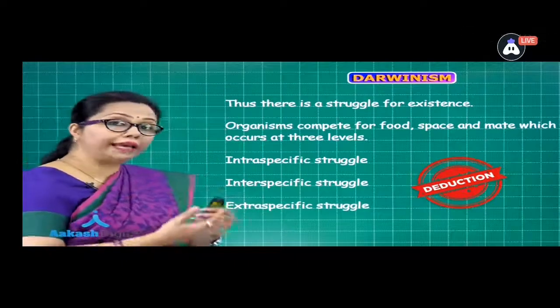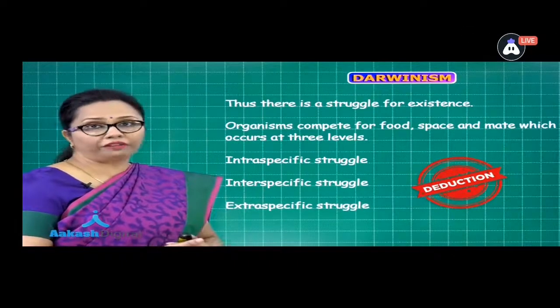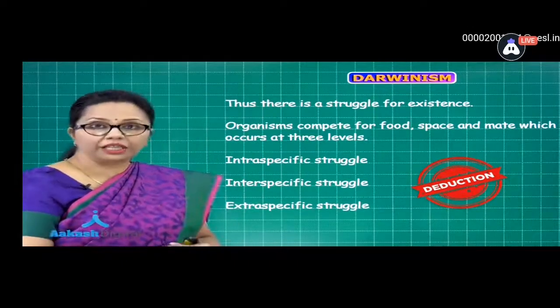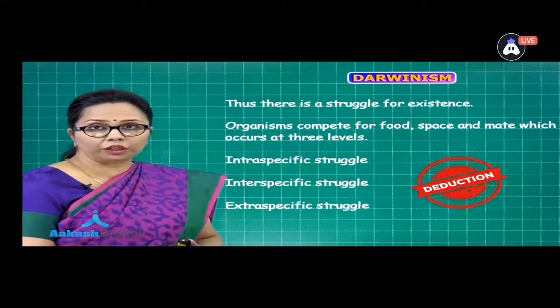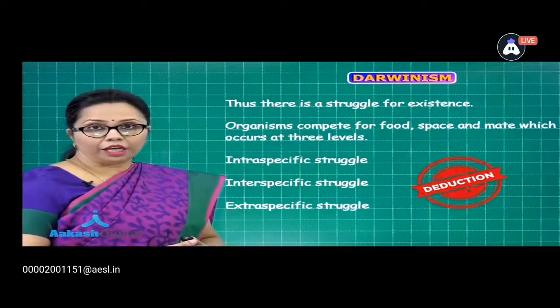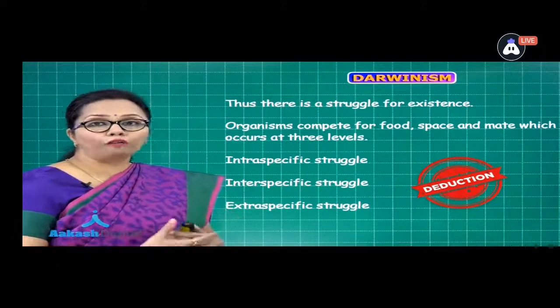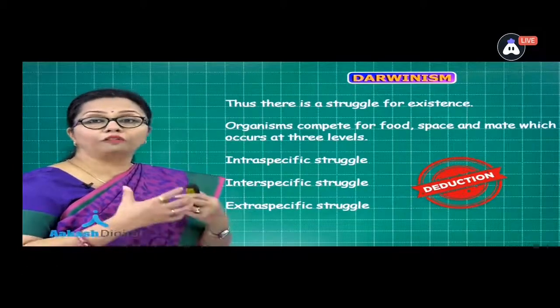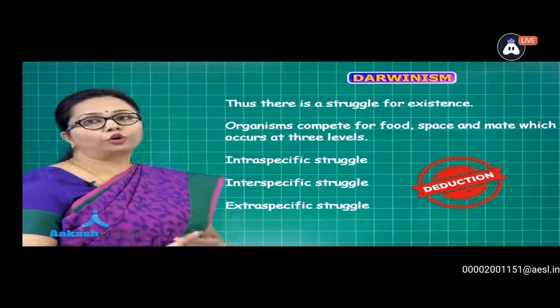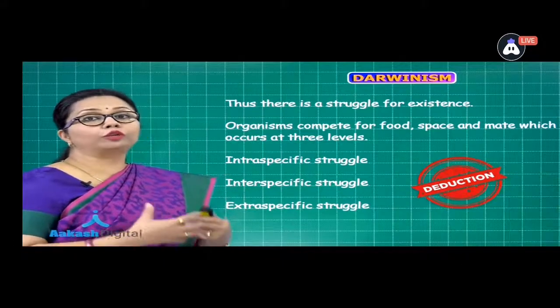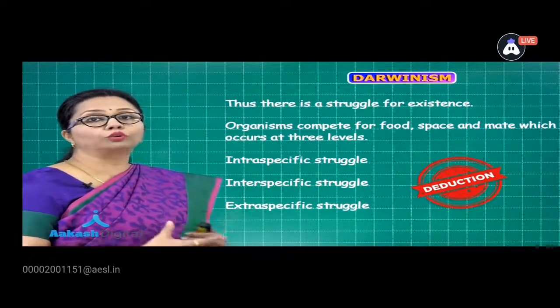And at the same time, there are abiotic factors, that is outside the species. So that is extra specific struggle. That is environment. Now, environment is not always suitable, not always favorable for the organisms. So they have to compete with that environment also to survive.